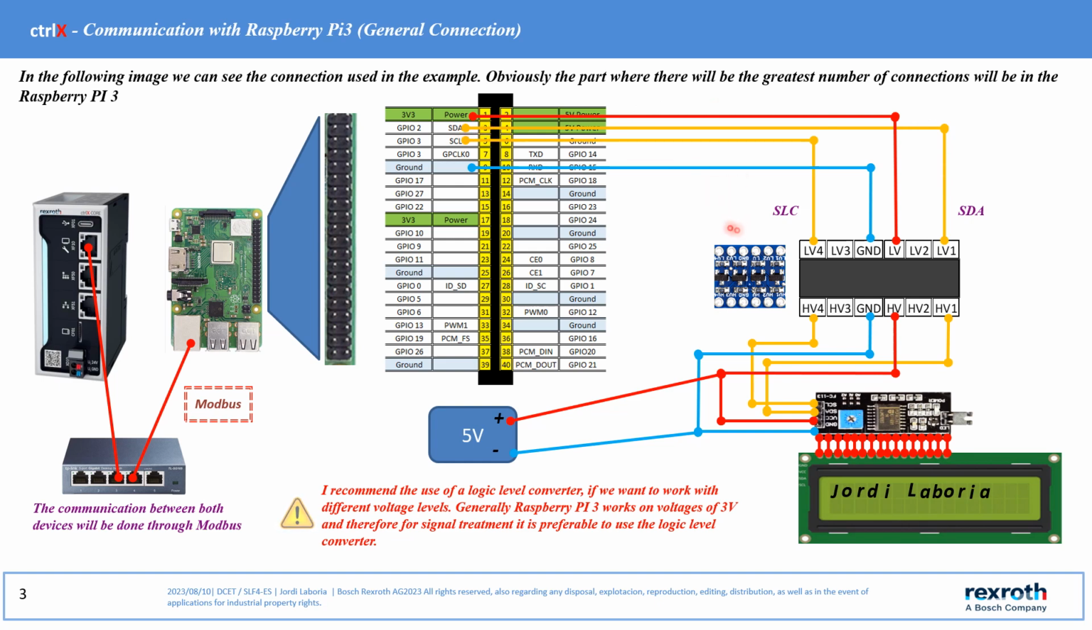I also recommend using the logic level converter when working with different supply voltages, since the Raspberry works with a voltage of 3 volts DC and the LCD with a supply voltage of 5 volts DC. The logic level converter allows us to work with both voltages in the system, separating both parts and avoiding problems in the devices.